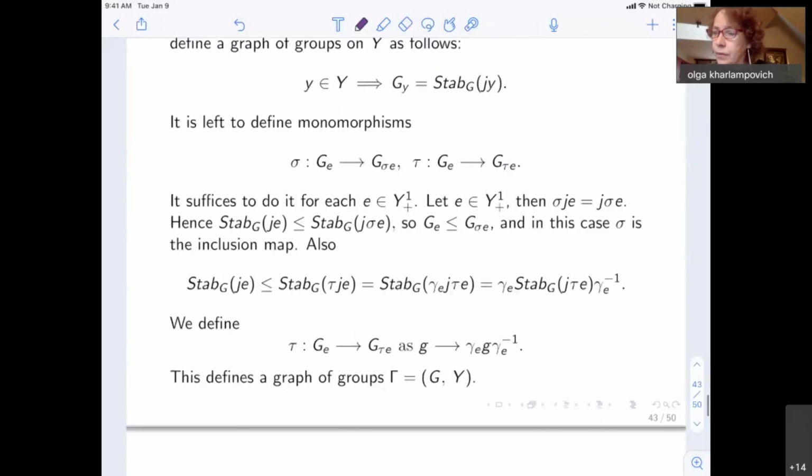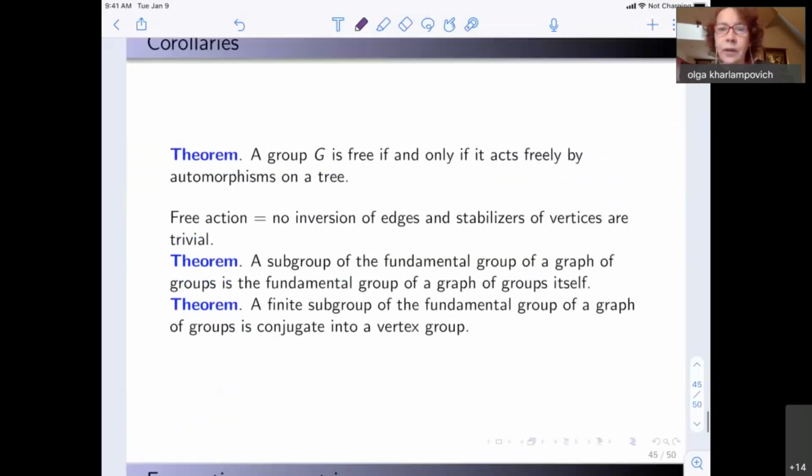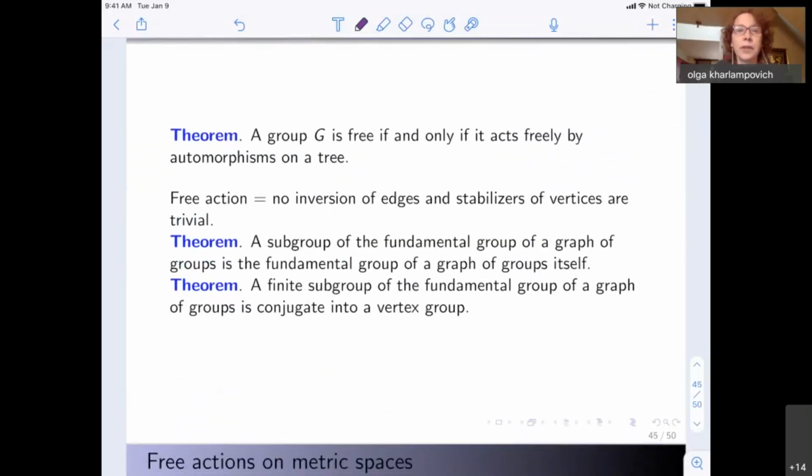I am going to give a proof, but first of all, the theorem I began with. The group is free if and only if it acts freely by automorphisms on a tree. So if the group is free, it acts on its Cayley graph. And it certainly acts freely on the Cayley graph because the stabilizer of each point is trivial. And the Cayley graph of a free group is a tree. Now, suppose the group acts freely on a tree. Why is it a free group? What does freely mean? The stabilizer of each point is trivial, right?